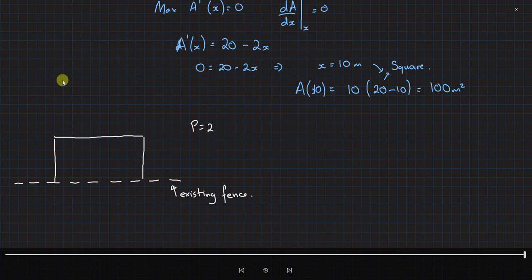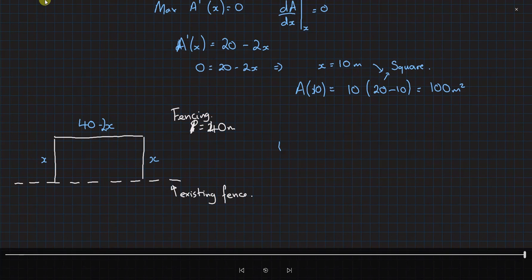The perimeter is 40 meters. Sorry, not perimeter, the fence. The amount of fencing he's got now is 40. So we do the same idea. Now we don't need to put a fence along here, it already exists. And so we're going to put in x, and this time the top side is 40 minus x. Also 40 minus 2x for those two lengths.